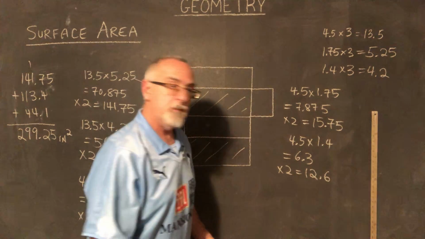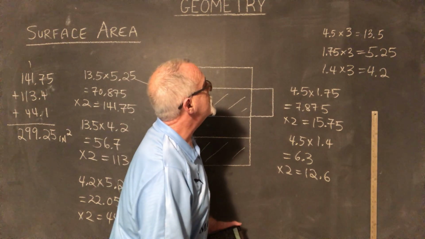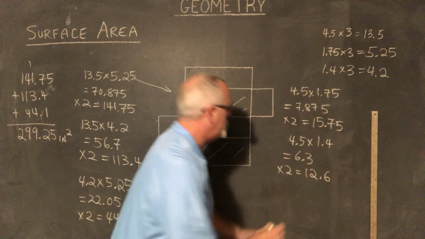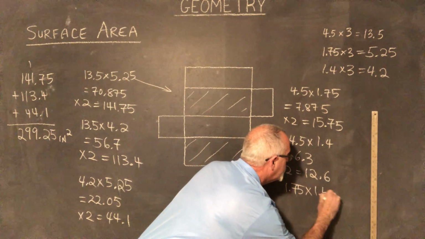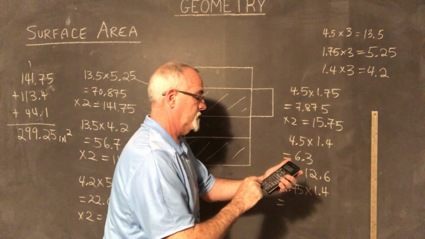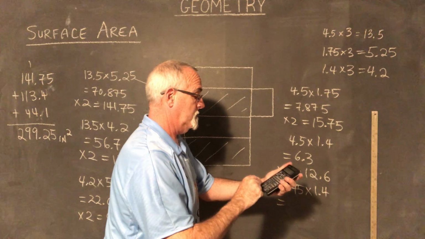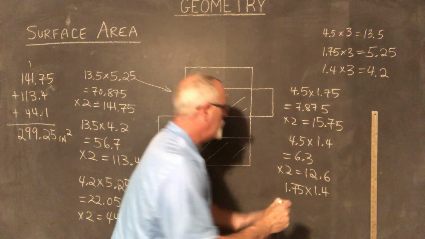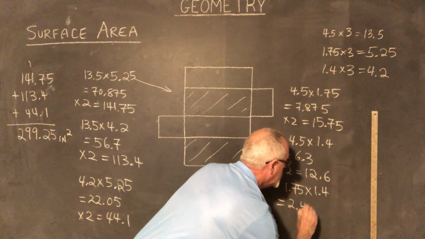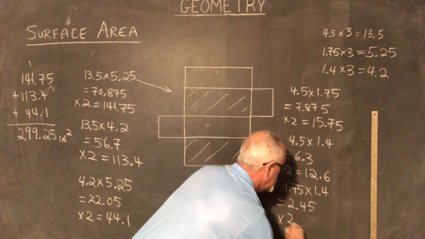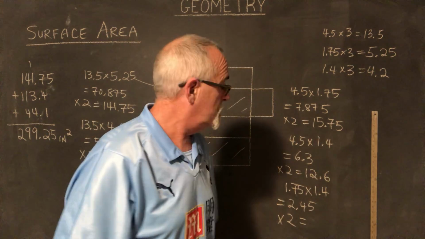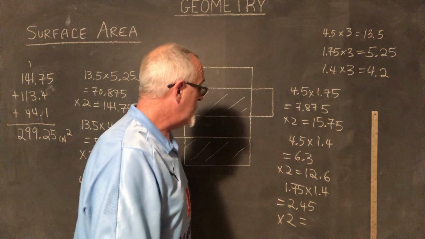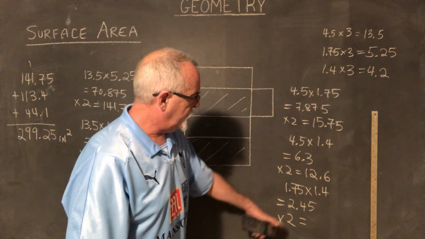Okay, I'm getting down into the messy handwriting territory. Finally, it's 1.75 times 1.4, which is 2.45, times 2. Is this fitting in the rectangle? It's hard to see. Yes, it's fitting. Equals 4.9.